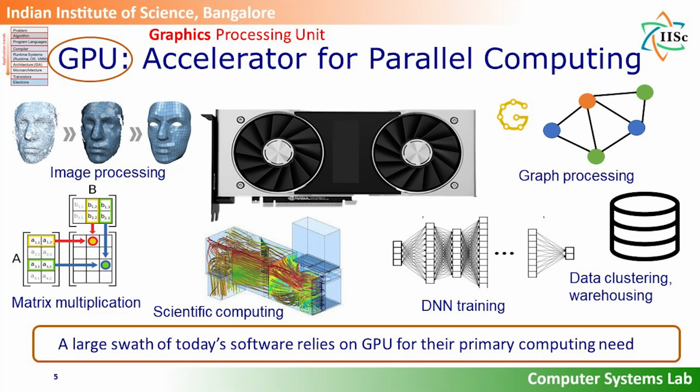So one may wonder, the full form of GPU is graphics processing unit. So how did it become an accelerator for parallel computing? We'll start there at a very high level.